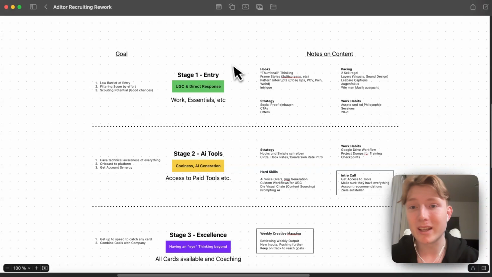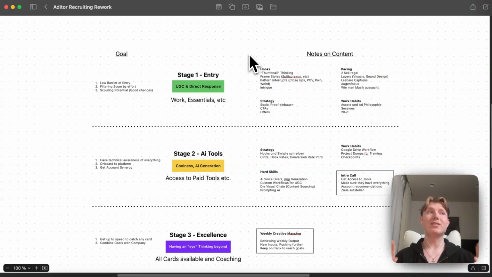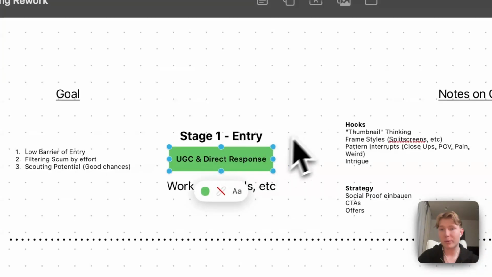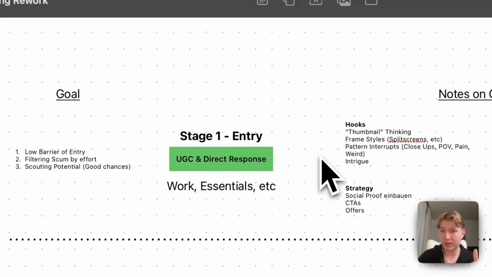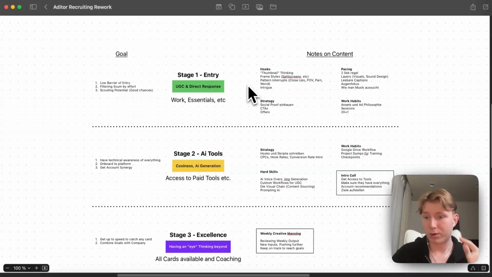Then I do the test cut, and it will create a better grasp on who is actually a good fit because they received input beforehand. Then I can see what they make out of training, and I can filter them better than just testing their intuition. So this just aims to let them do UGC and direct response principles.